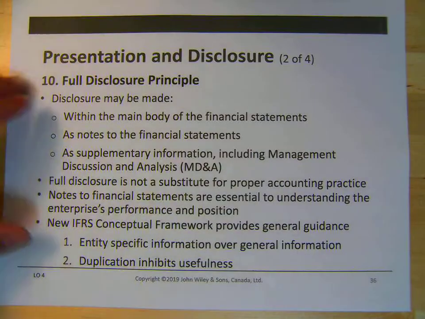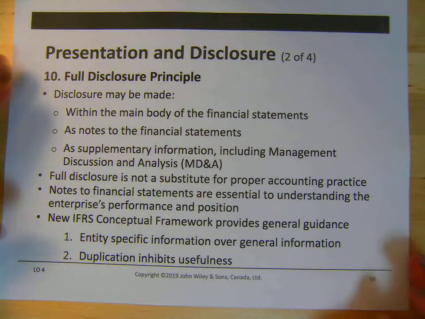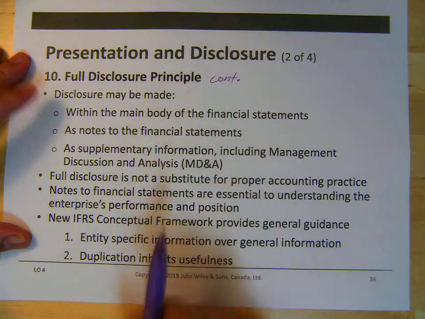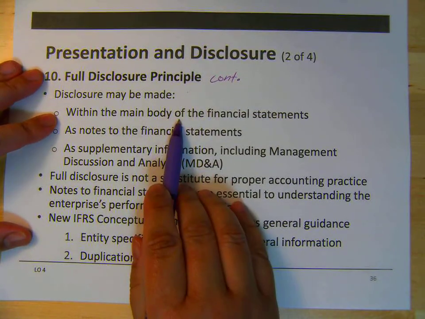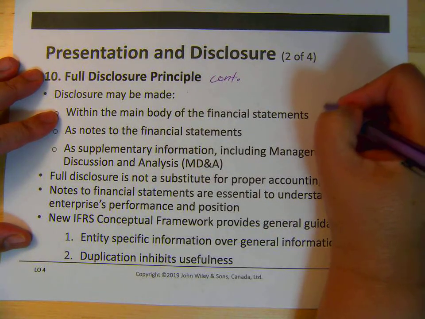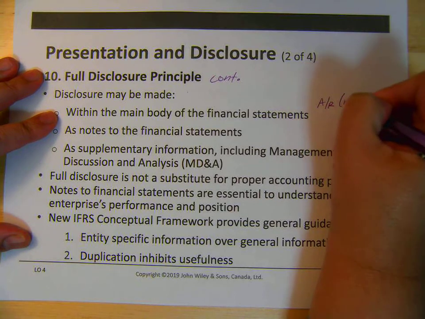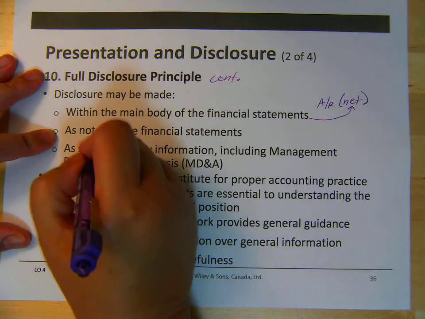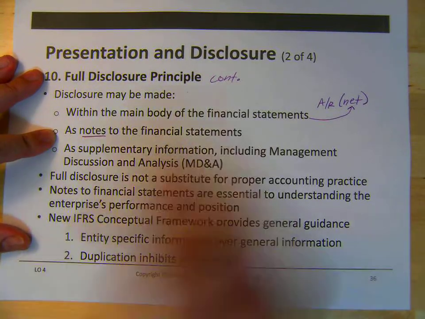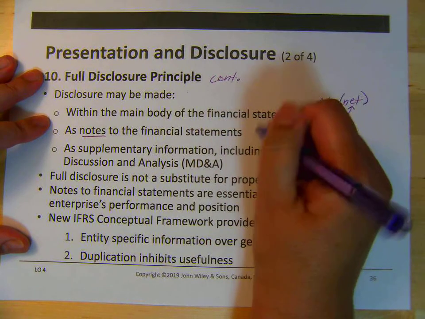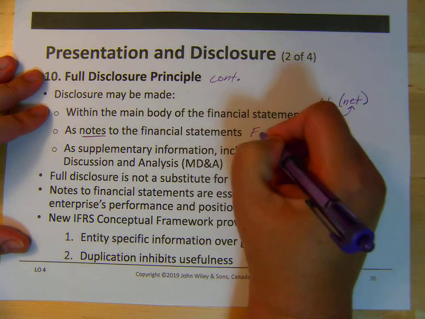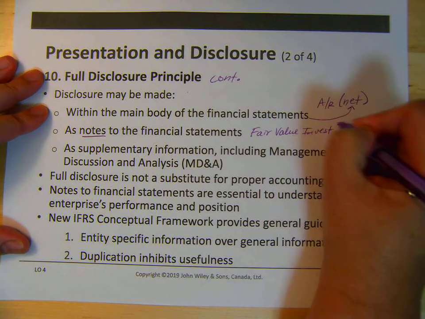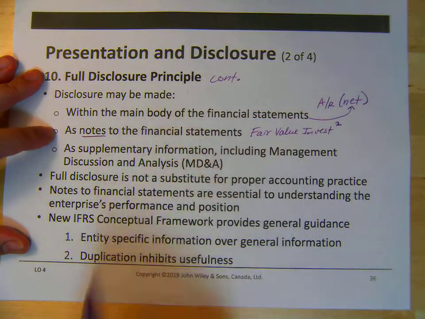On slide 36, this is a continuation. Disclosure can be made in the main body of the financial statements. So if I put AR net, that is disclosure. I can put it as notes to the financial statement. So I might put fair value investments, and I'd have a 2 beside it for note 2.